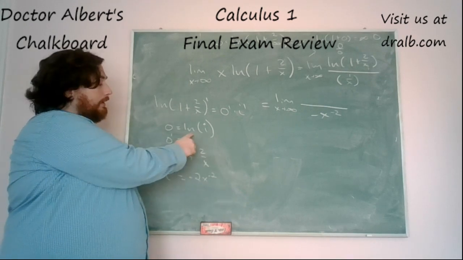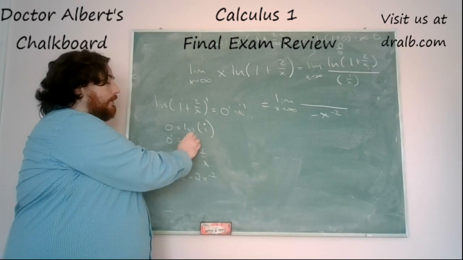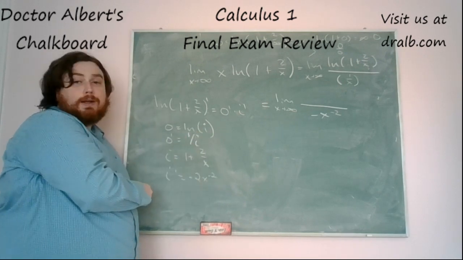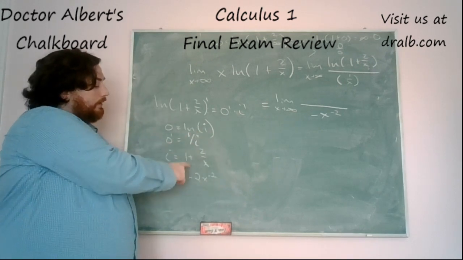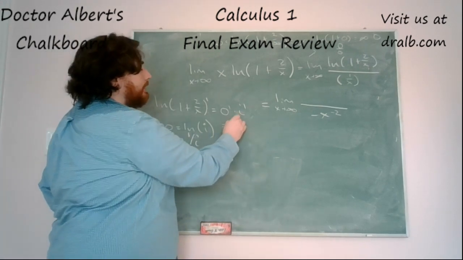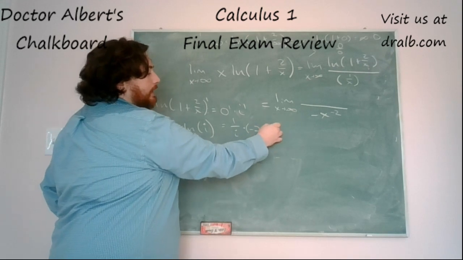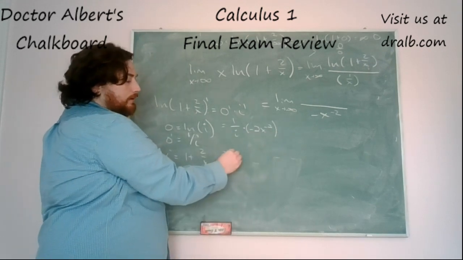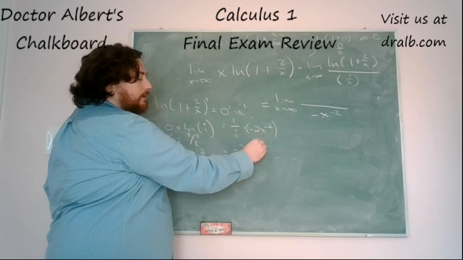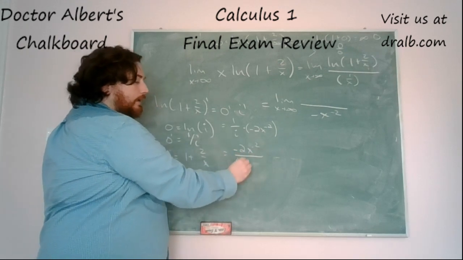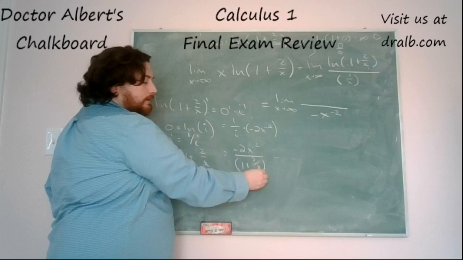All right. Well, the derivative of natural log of I is 1 over I, so we do need to know that. So the derivative of the outside is 1 over I times the derivative of the inside, which is negative 2x to the negative 2. So I put that together, I get negative 2x to the negative 2 over I, which was 1 plus 2 over x.